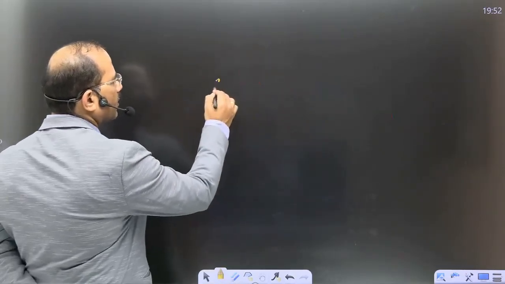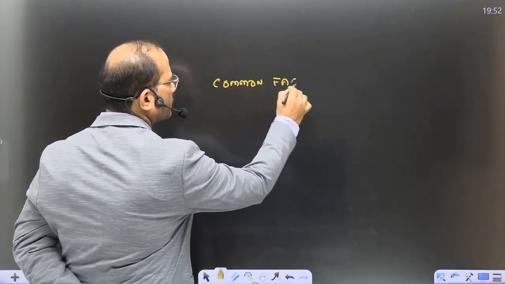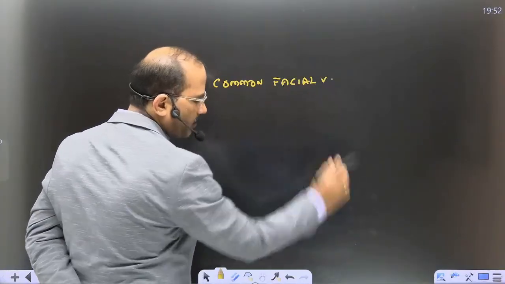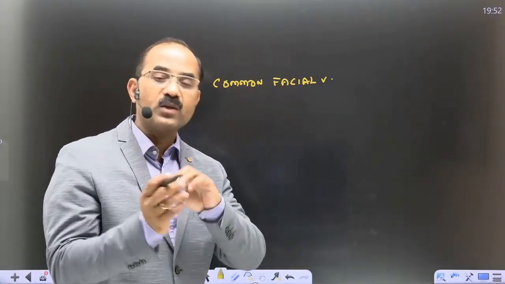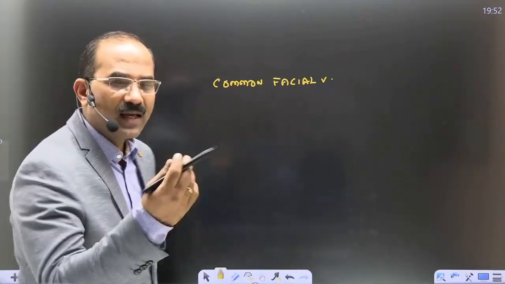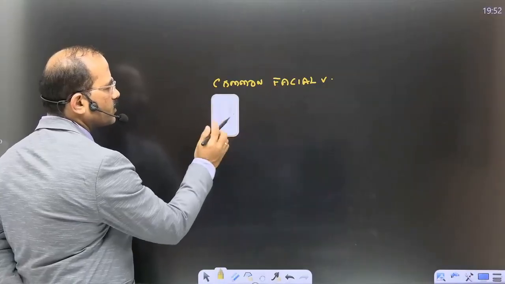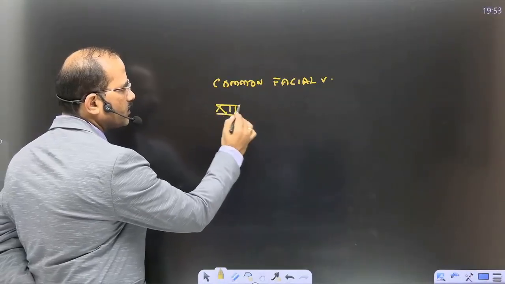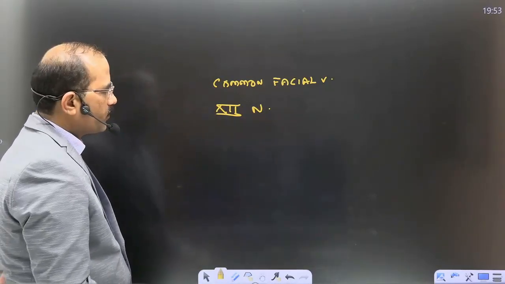We see the common facial vein. Anything else that we see? Any other nerves that we see? Vagus is a content of carotid sheath. Any other nerves that we see? We see the hypoglossal nerve in the carotid sheath.